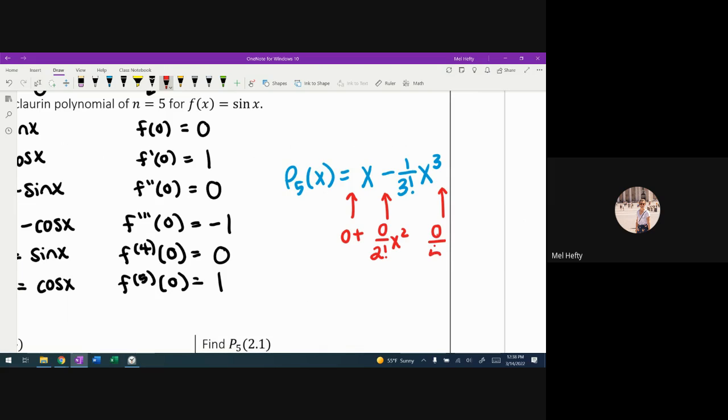No, because I'd have 0 over 4 factorial x to the 4th. What's my last term of this 5th degree Taylor going to be?